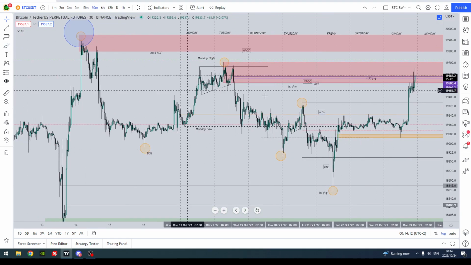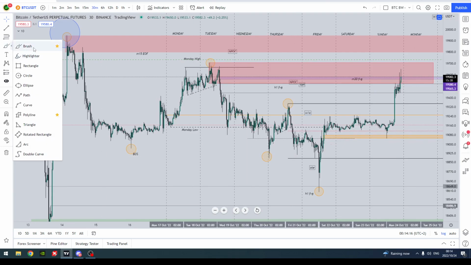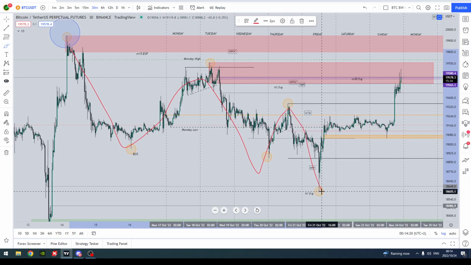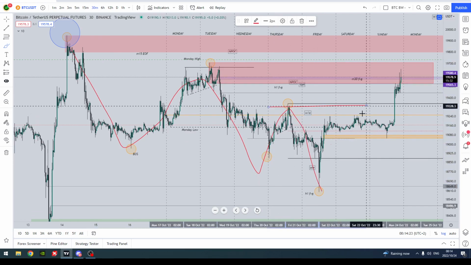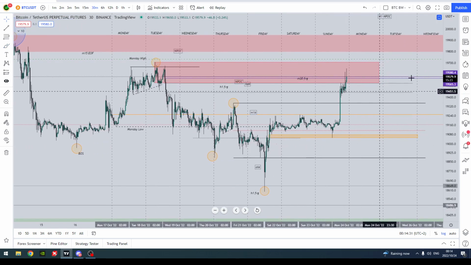Once we broke above this orange circle here, we broke structure, right? Because you can remember structure was doing this, right? Lower highs and lower lows, and we broke above it here. So now we have a higher high, technically, and we are looking for a lower high at some point.